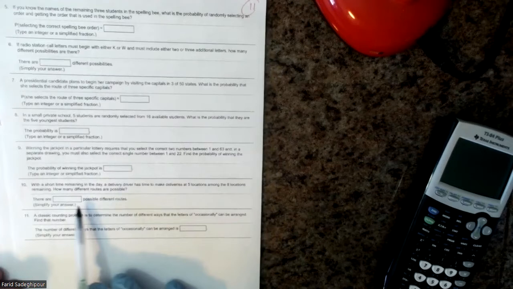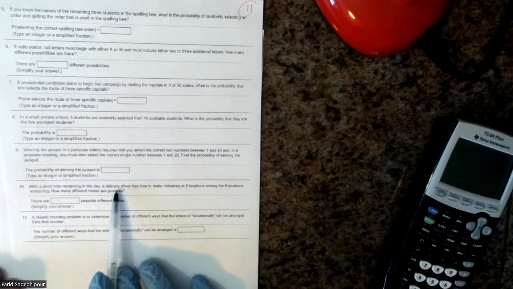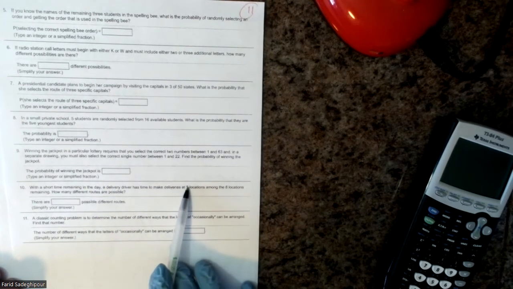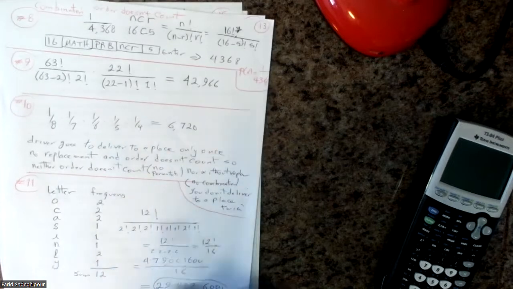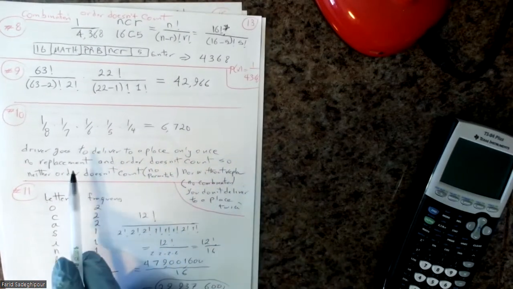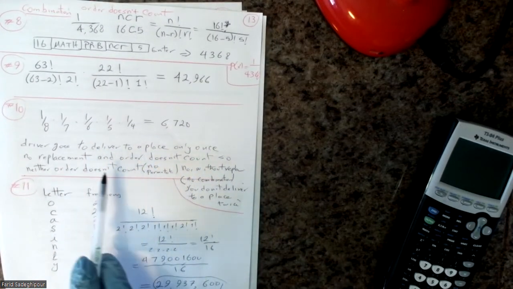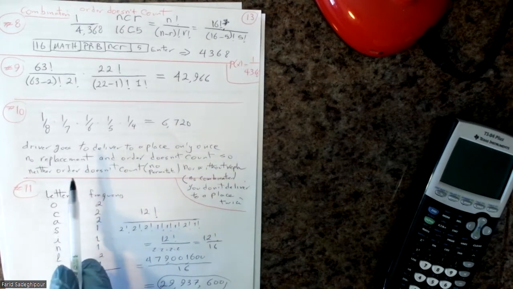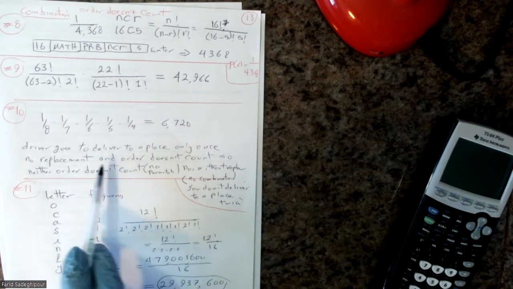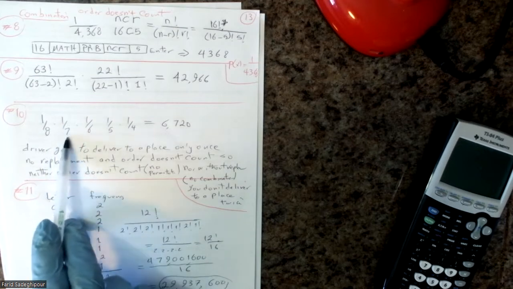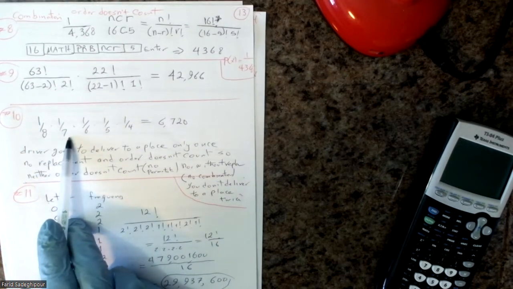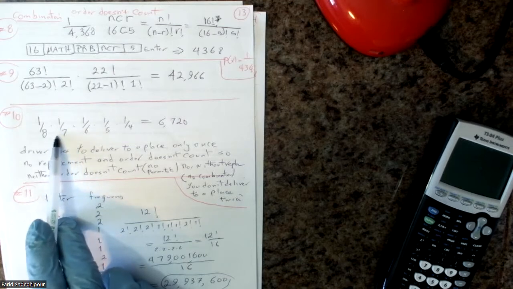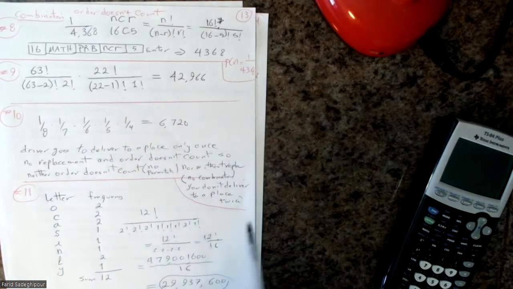Number 10, with a short time remaining in a day, delivery driver has time to make delivery to 5 locations out of 8. See, driver goes to deliver to a place only once, so it's no replacement. Order doesn't count. So in that case, it is neither permutation nor combination. So 1 out of 8. Why is it 1 out of 7? Because if I already delivered to one place, then there are 7 other places to visit. And then when you deliver to 2 places, there are 6 places to visit, and so on.